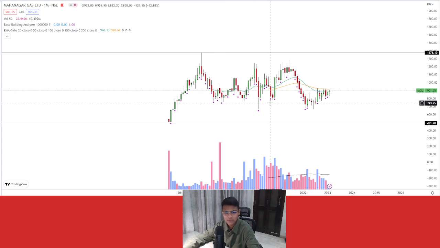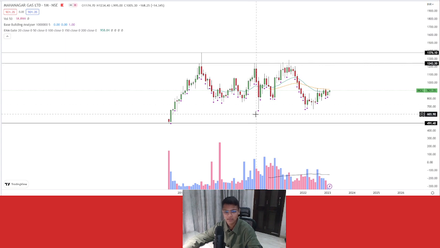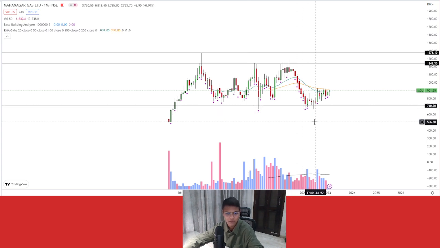So I cannot see much on the monthly chart, except I can mark a few resistance and support levels. Here I see one resistance, I'll mark this, and here I see one support, I'll mark this. Around these levels I see a good support.